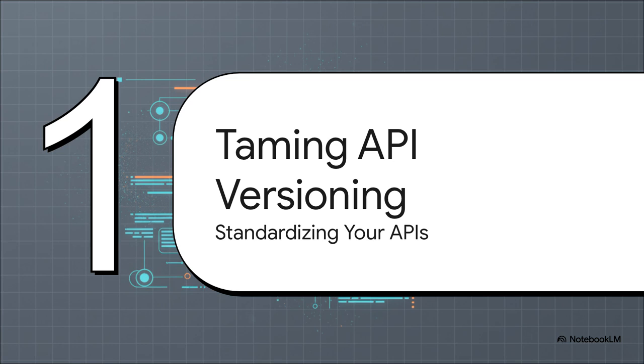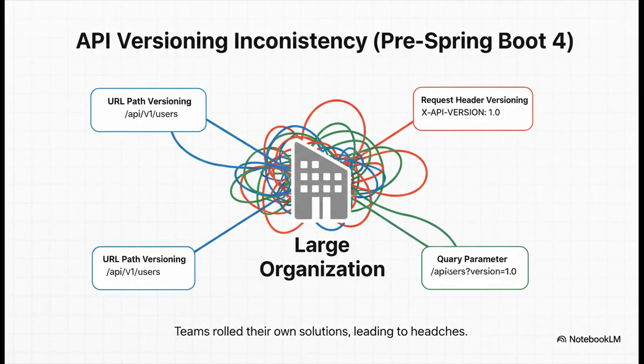How do you let your API evolve over time without your code just becoming a tangled mess of V1, V2, and V3 all over the place? Before Spring Boot 4, it was kind of the Wild West, right? Every team just had to invent their own solution. Maybe you used URL paths, maybe you used request headers, but there was no standard. And in a big organization, that inconsistency can turn into a massive headache.